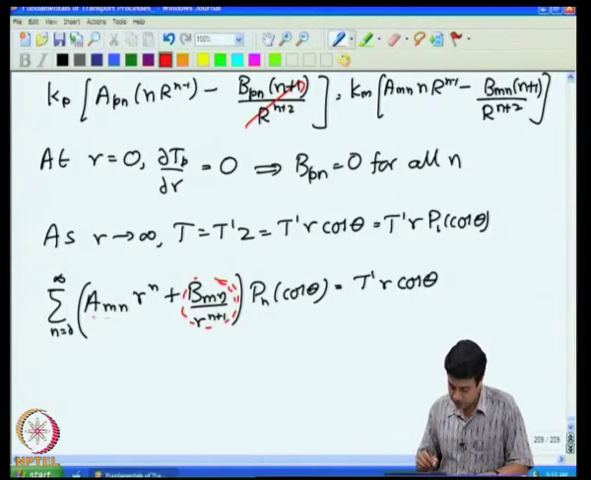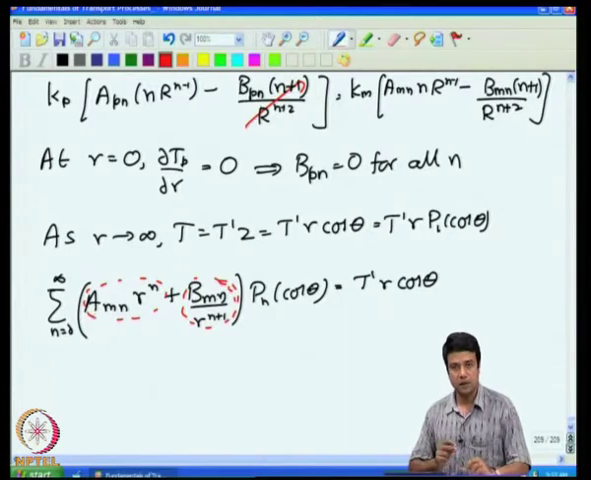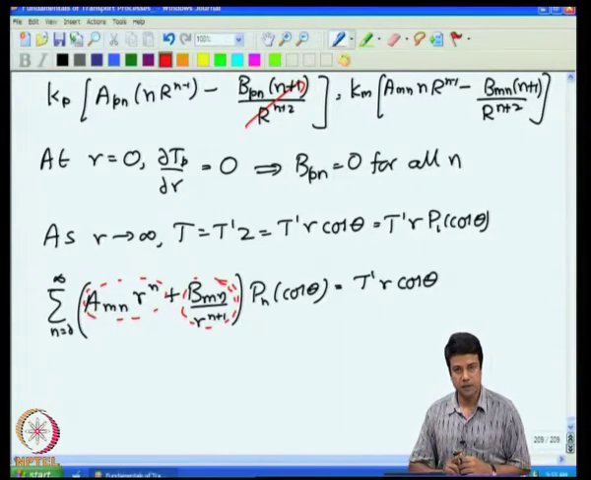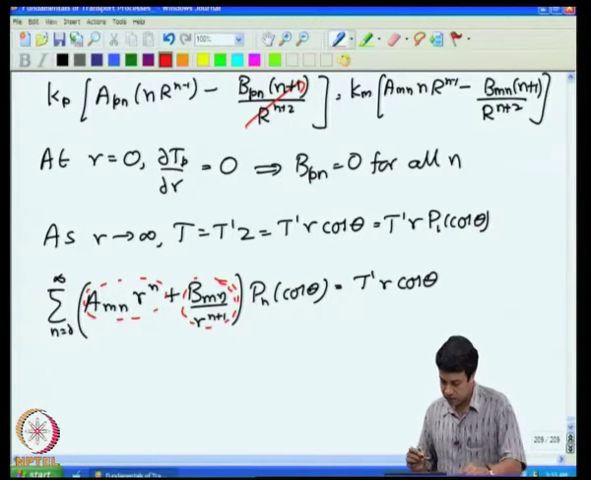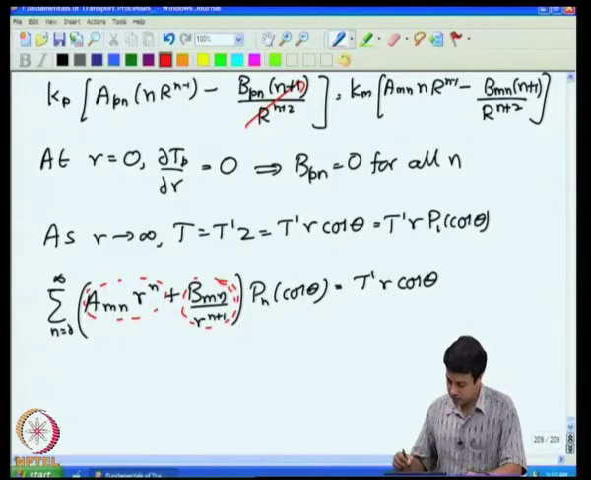But if you look at the growing harmonics in the limit as r goes to infinity, for n equal to 1, it increases proportional to r. For n equal to 2, it increases proportional to r squared. For n equal to 3, it increases proportional to r cubed, and so on. So, these terms do not decrease to 0. This equality will be satisfied.